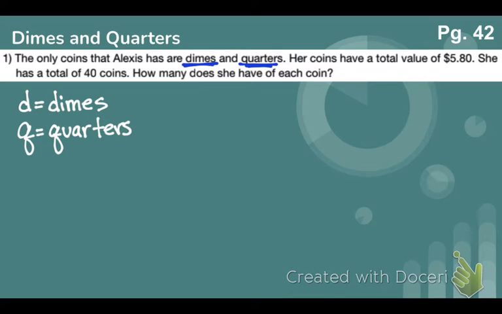And we noticed we have a total of 40 coins. Okay, so we're going to have two equations. One is going to be for the number of coins, and one is going to be the amount of money.